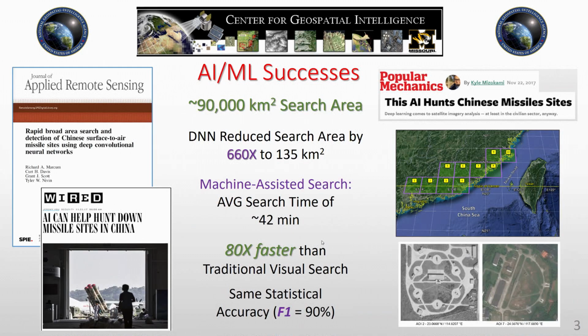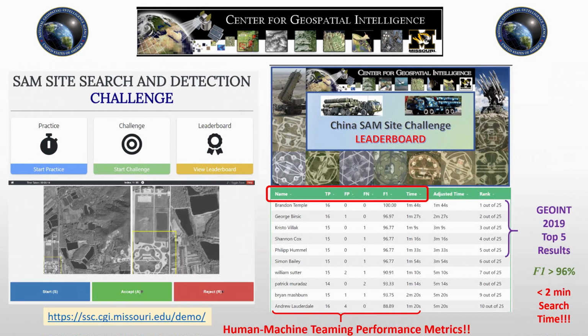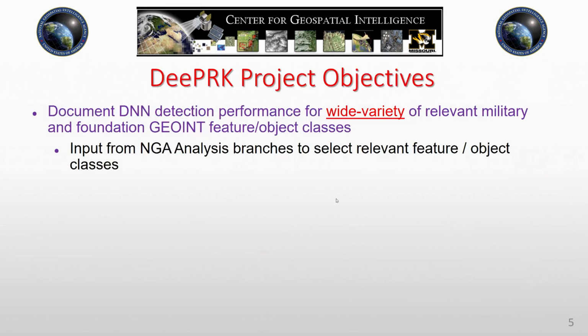That's a great result. Since then, we've continued to evolve our approaches, and this was a result from the GeoInt Symposium in 2019, where we further refined our algorithms. Now the top 5 results, and this is just people walking up to a booth and logging into a website demonstration that we have using some of the improved algorithms, they're actually able to search that entire 90,000 square kilometer area in less than 2 minutes with an F1 score of greater than 96%. That's about 700 times faster than the original traditional baseline visual search. So, a fantastic result. The question that really launched this effort is, can this be repeated for other objects, targets, things like that? And that's what we're trying to do here.